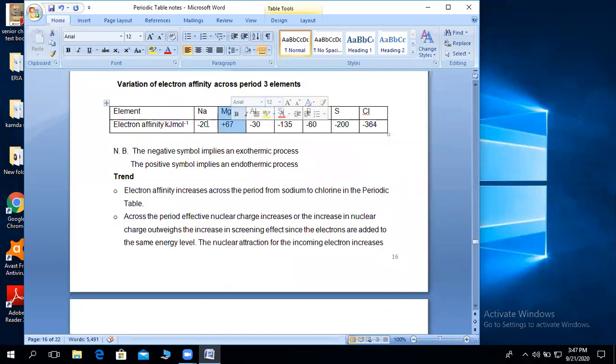You see, all these values are negative, meaning energy is given out. But for magnesium, it is positive, meaning energy is absorbed. Now look at phosphorus. Whereas the magnitude is increasing, for phosphorus it has decreased. Now I want to tell you something. The sure way of explaining these anomalies is by writing the electronic configuration.